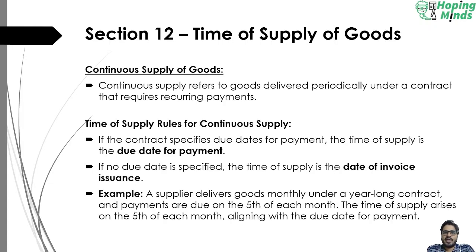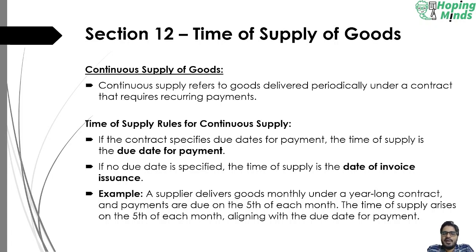So next we have continuous supply of goods. Continuous supply refers to goods delivered periodically under a contract that requires recurring payments. So in case of continuous supply of goods, the time of supply rule states that if the contract specifies the due date for payment, the time of supply is the due date of such payment, or if the contract does not specify any such due dates, then the date of invoice issuing is the time of supply.